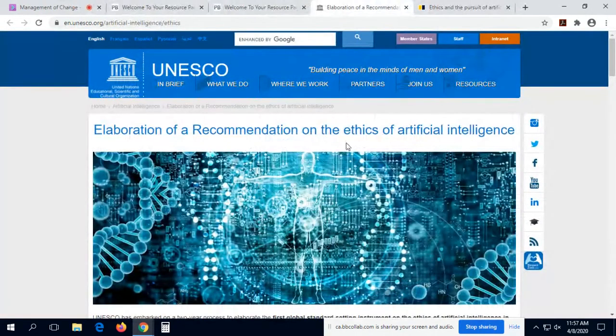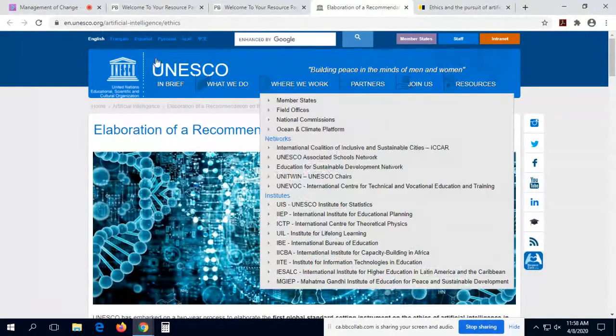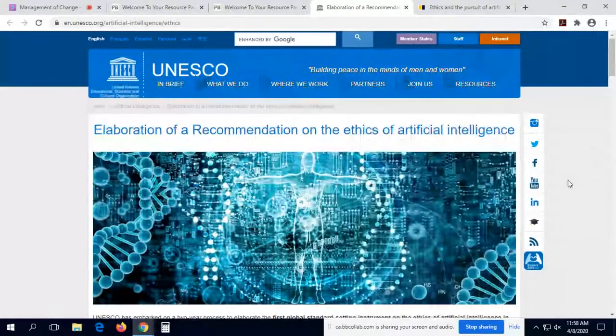Elaboration of a recommendation on the ethics of artificial intelligence. I think you should read as much as you can about ethical issues in AI. If you are interested in that, I think you should be, but everyone has their own interest and focus. But these readings, at least, you should look into them, because they are basics, and they will give you good knowledge also.